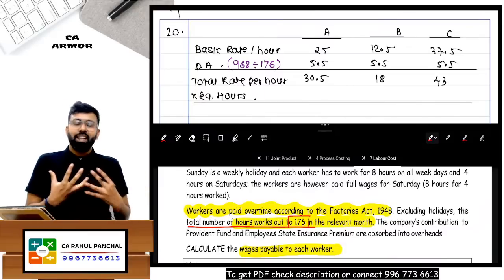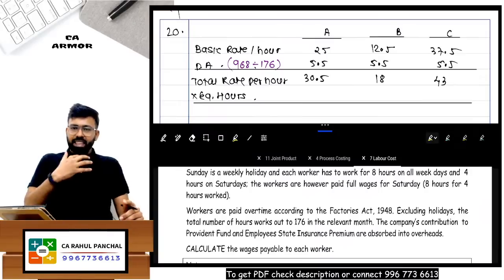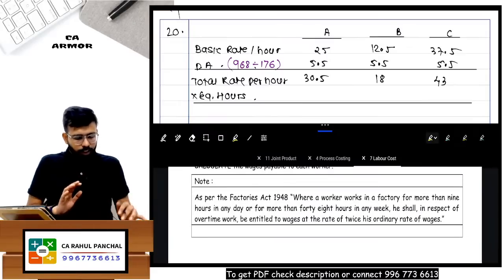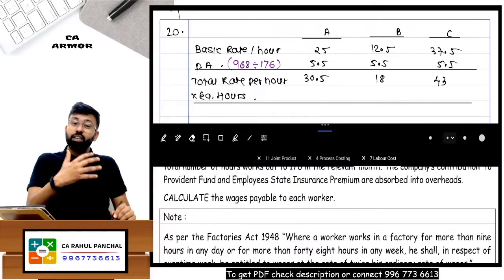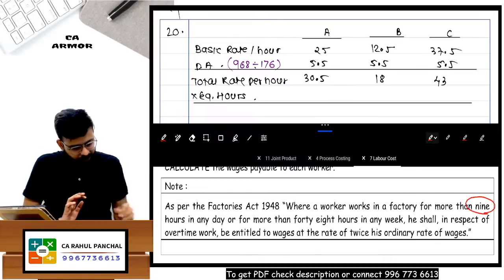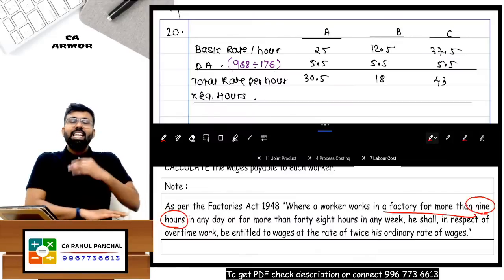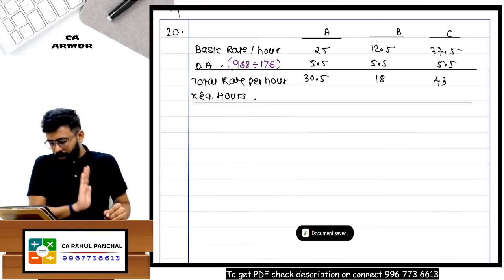There is a bonus, there is a Factories Act. In Factories Act, there is one provision where it says that if worker works for more than 9 hours, there is one more provision, but institute solves only with the first provision. It means if worker works for more than 9 hours in any day, then he will be paid twice the rate. Sir, we did not get you. Let us give me one.